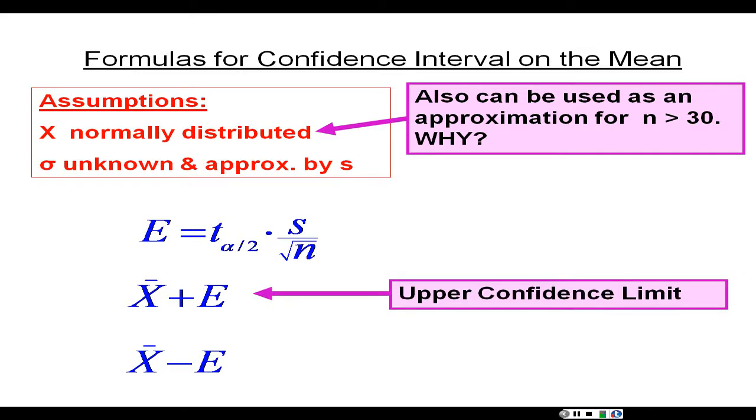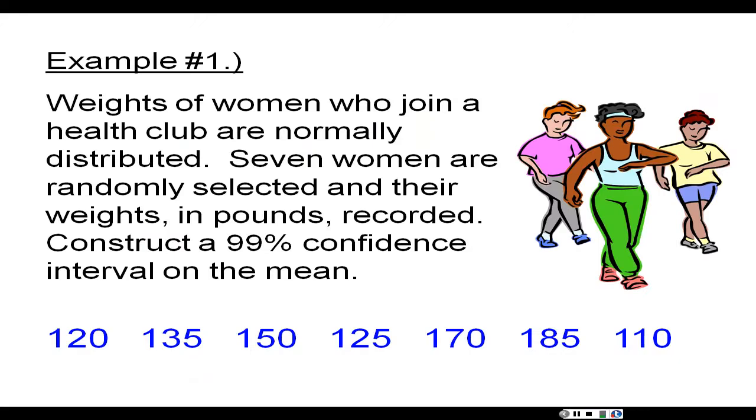Let's look at this example right here. The weights of women who join a health club are normally distributed. 7 women are randomly selected, and their weights in pounds are recorded. Construct a 99% confidence interval on the mean. Okay, so you have 120, 135, 150, and so on.